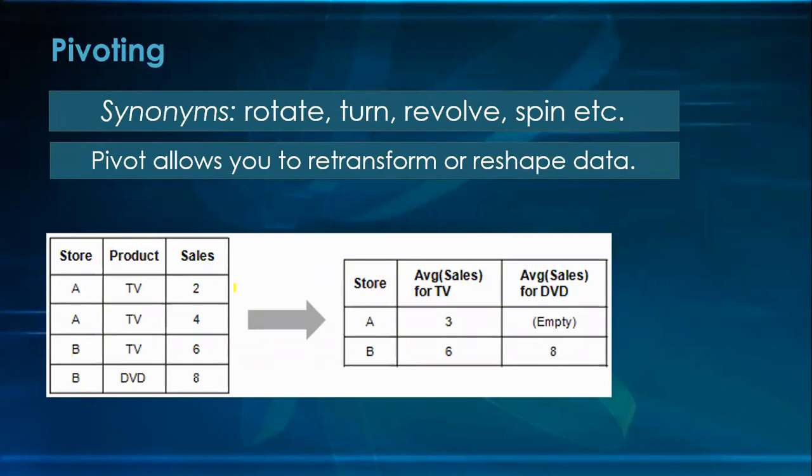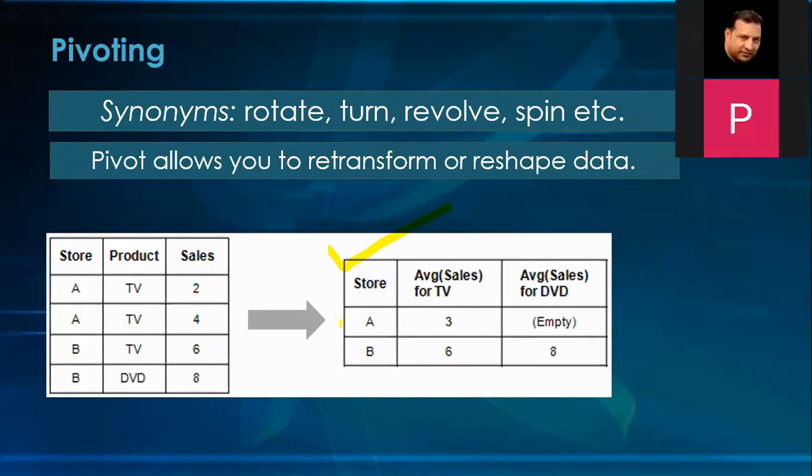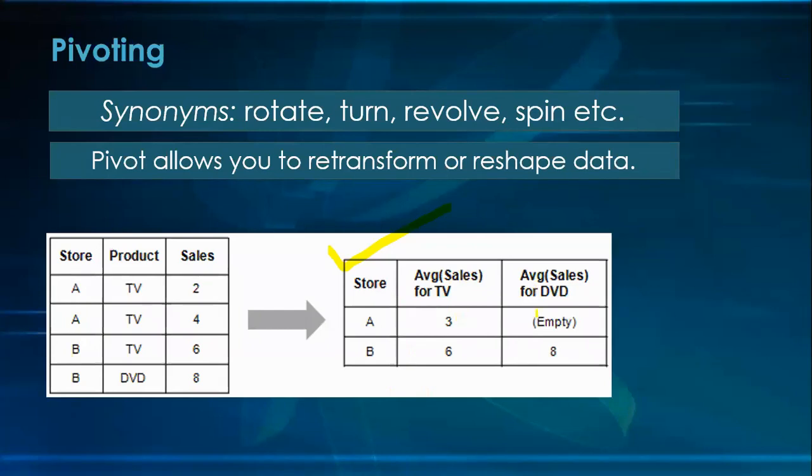Now see these two tables. This is your original table. Store, product, sales. We have stores A and B. Products are TV and DVD, and sales. Now see this second figure. Here we have transformed or reshaped this original table, and that can be seen like this. Store A, average for TV, average for DVD. So this can be a demand for a company. So this process is called pivoting.